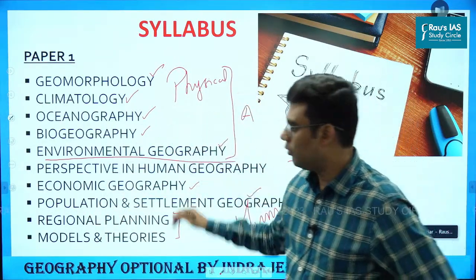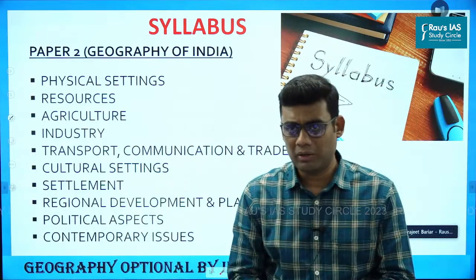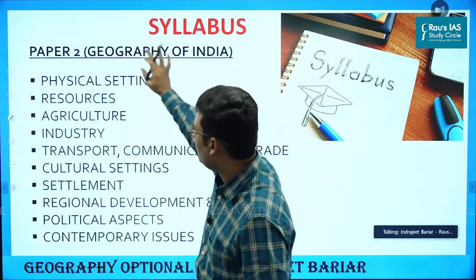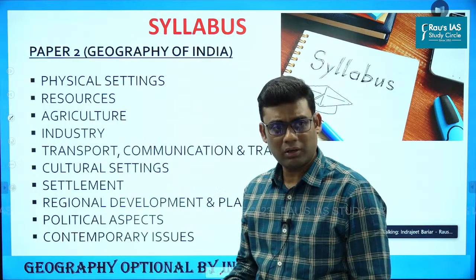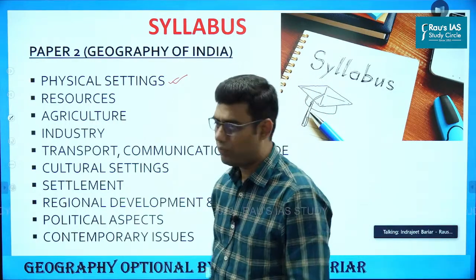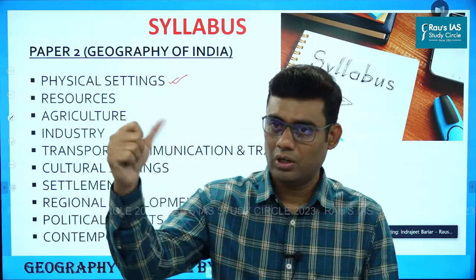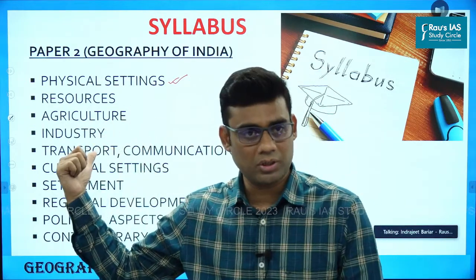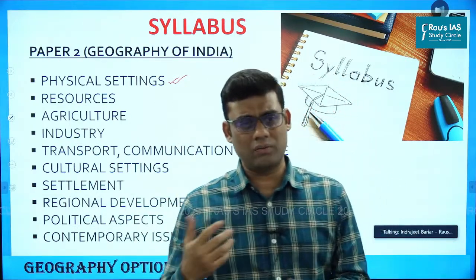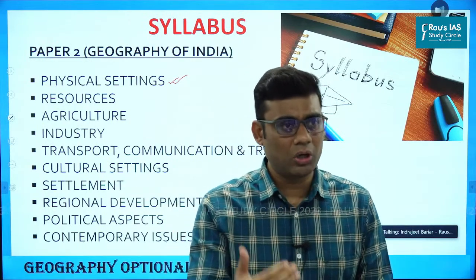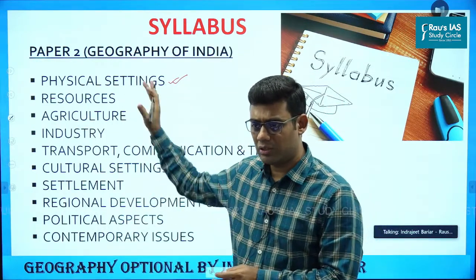This is paper 1. Paper 2 is primarily nothing but an extension of paper 1, and it very clearly and explicitly mentions the geography of India. And the sequence is quite similar. Let's say, for example, the first chapter talks about the physical setting, and in this one single chapter, all the aspects related to geomorphology, climatology or oceanography would be included. So here you study the physical features of India, including the physiographic divisions and their formations, along with climate with respect to monsoon and rainfall distribution, along with the coastal aspect, the properties of coastal regions and so on.